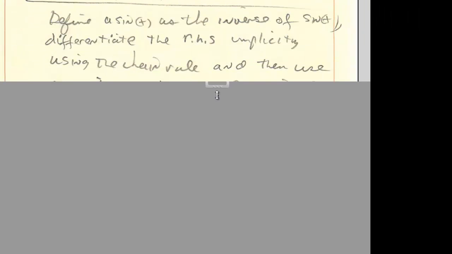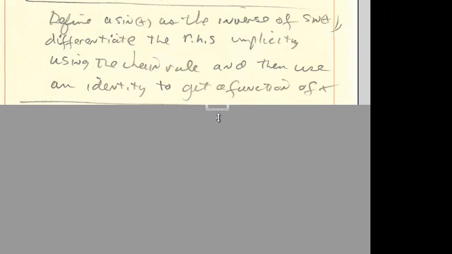So we've got a plan, and it's the same plan for every one of these inverse functions. We're going to define the function, in this case the arcsine of x, as the inverse of the function we know how to differentiate, in this case the sine of x, and then we're going to differentiate the side we know how to differentiate, the sine side, implicitly using the chain rule, and then we're going to use an identity or some other algebraic trick to come up with the derivative of the inverse function as a function of x.